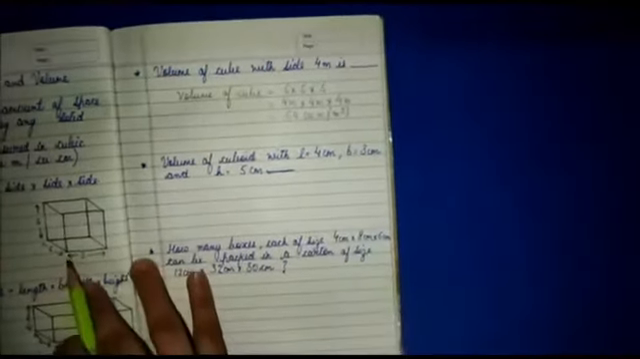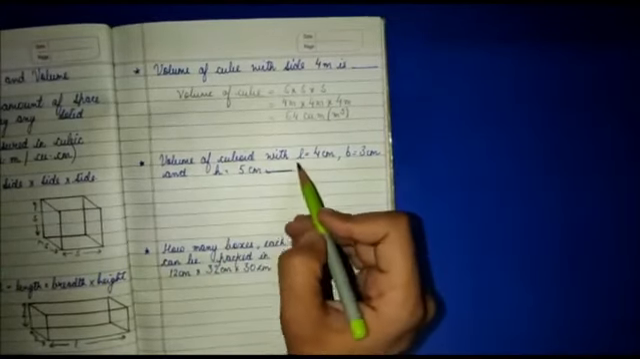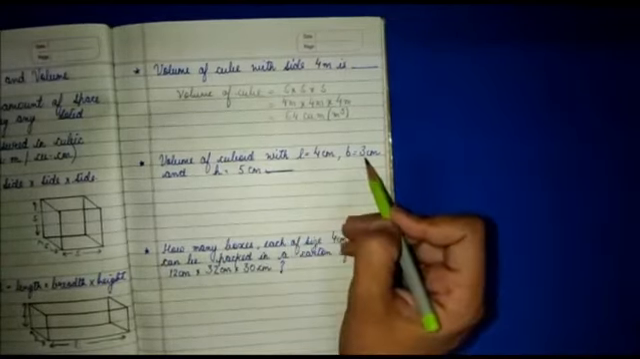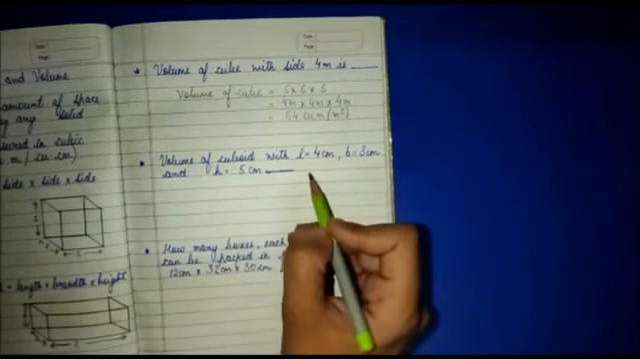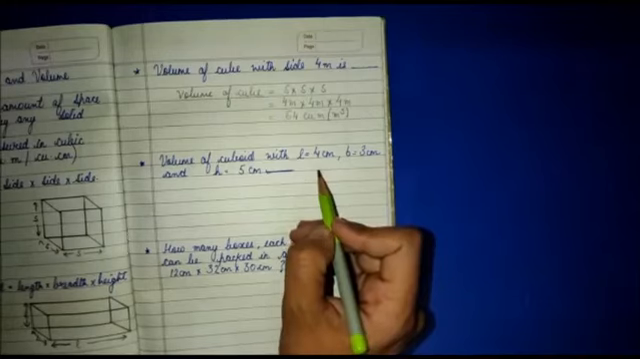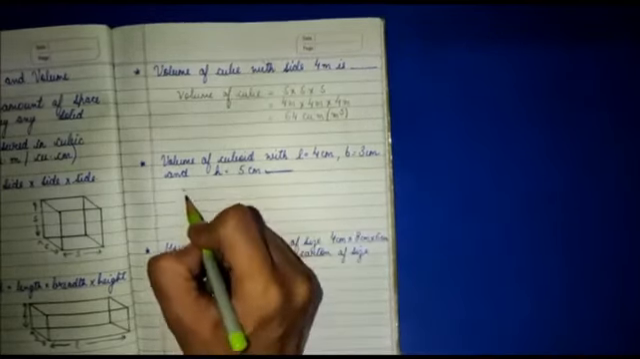Let's come to another type of question in which we have to calculate the volume of cuboid. We have a different length, different breadth and different height. Whenever we have all the three things different, it is clear that here we are talking about the cuboid shape. So let's apply the formula.